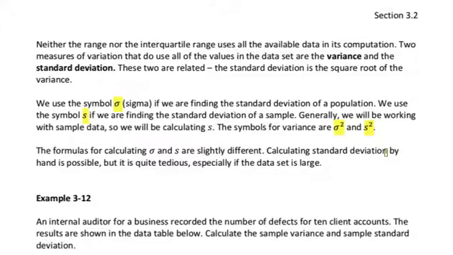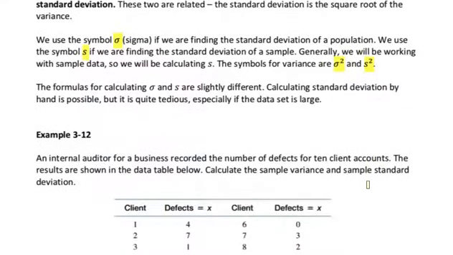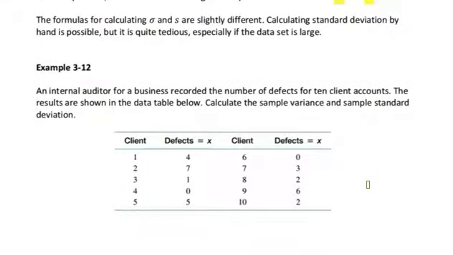So we're going to look at example 3.12. An internal auditor for a business recorded the number of defects for 10 client accounts. The results are shown in the data table below. Calculate the sample variance and the sample standard deviation.